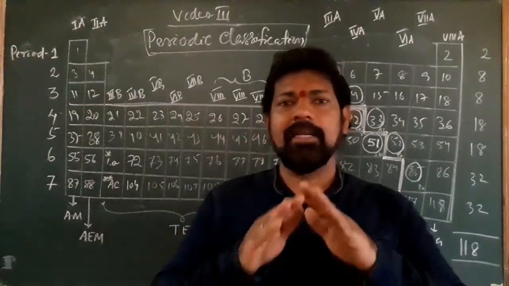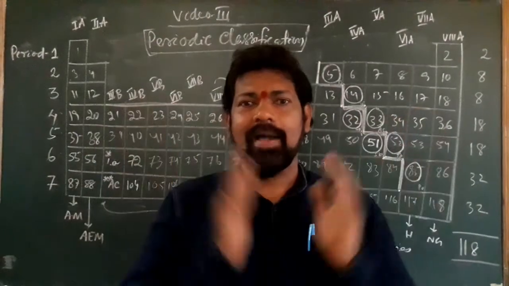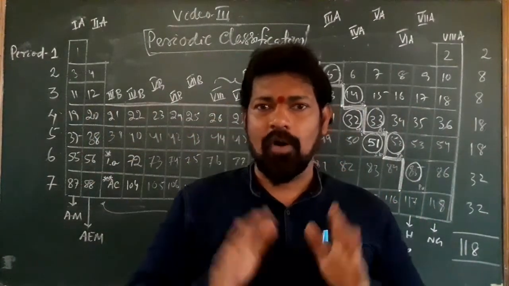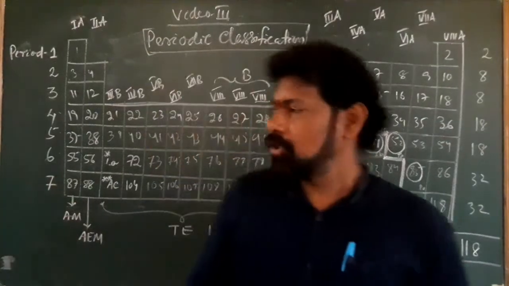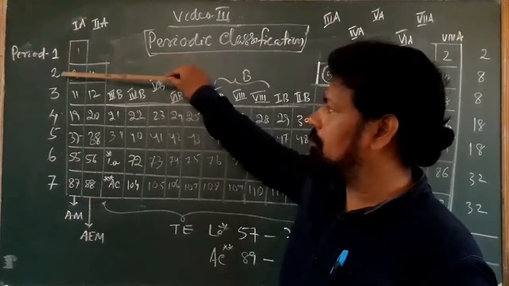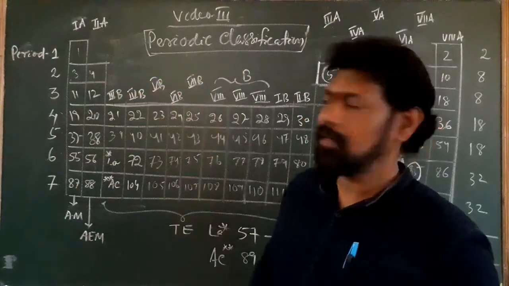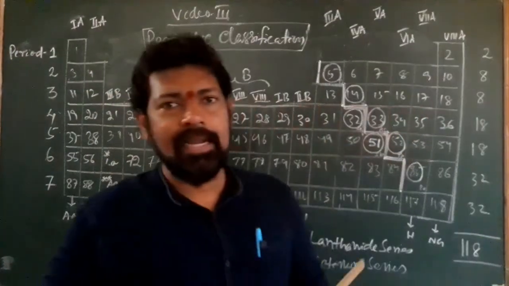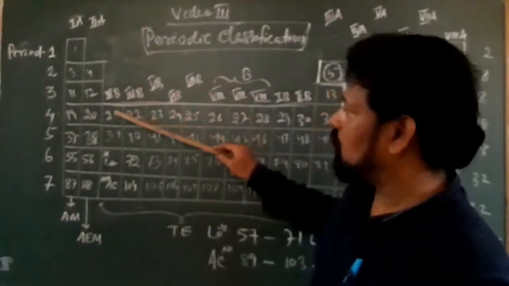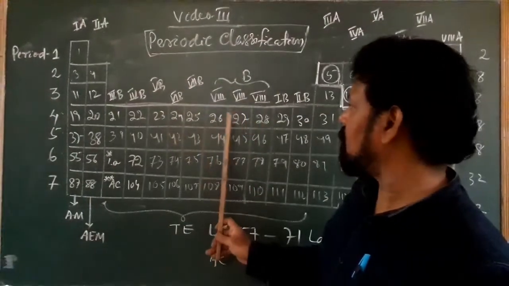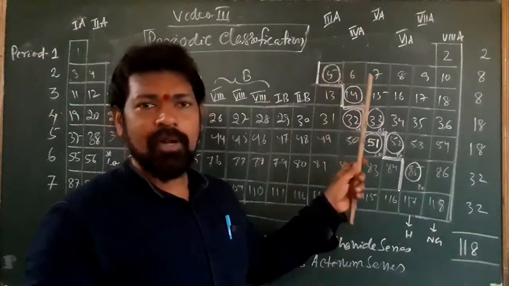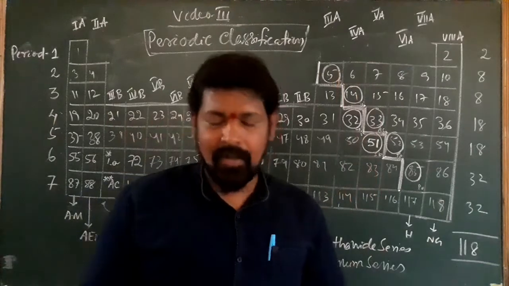And when they are kept in increasing order of the atomic number, then why does the table have a specific number of rows and a specific number of columns? Let me see. The total number of rows we have is 7. These rows are called period 1, period 2, period 3 up to period 7. And the total number of columns is 18, and these columns are named 1A, 2A, 3B, 4B, 5B, 6B, 7B, 8B with 3 columns, 1B, 2B, then 3A, 4A, 5A, 6A, 7A, 8A.